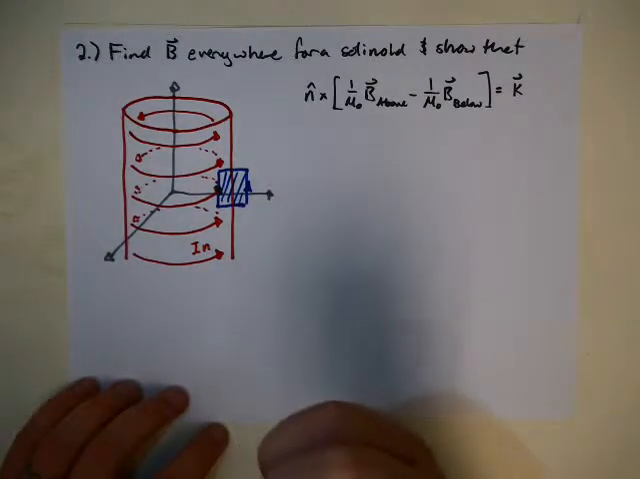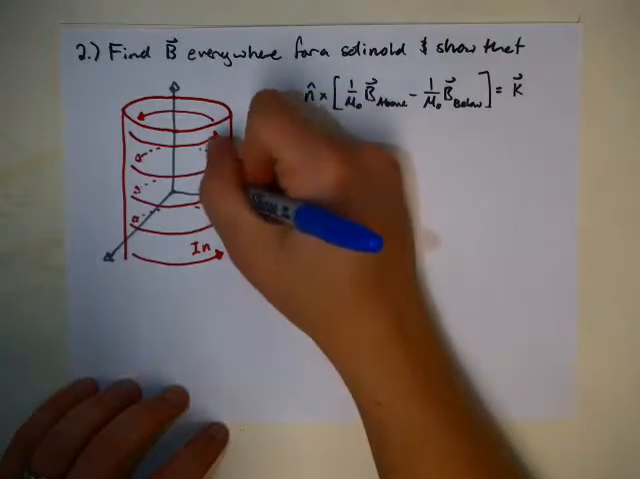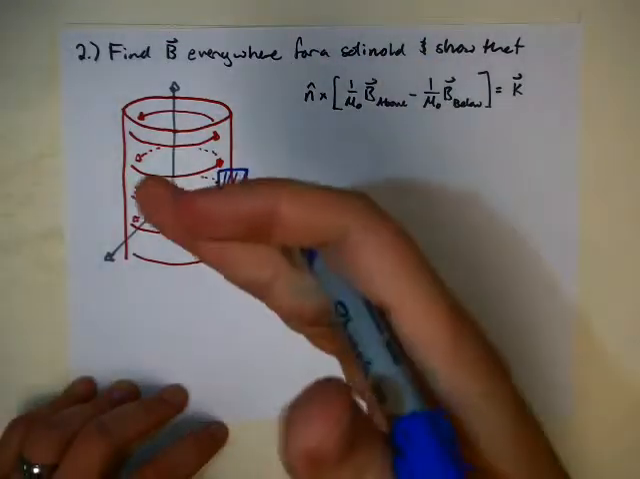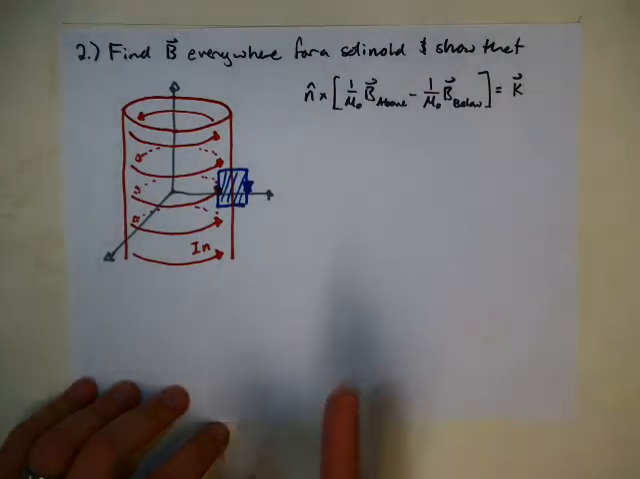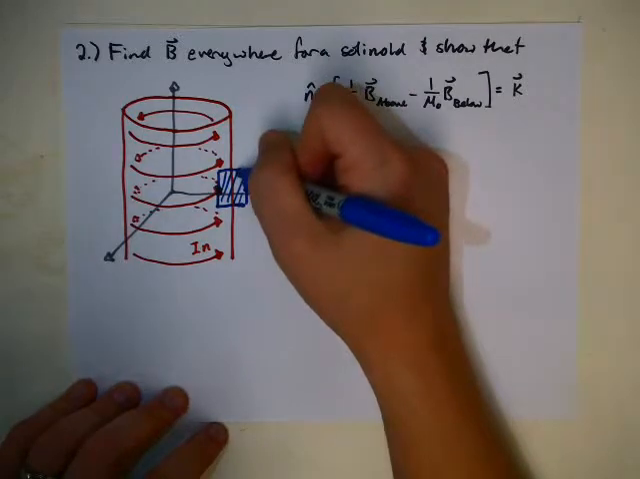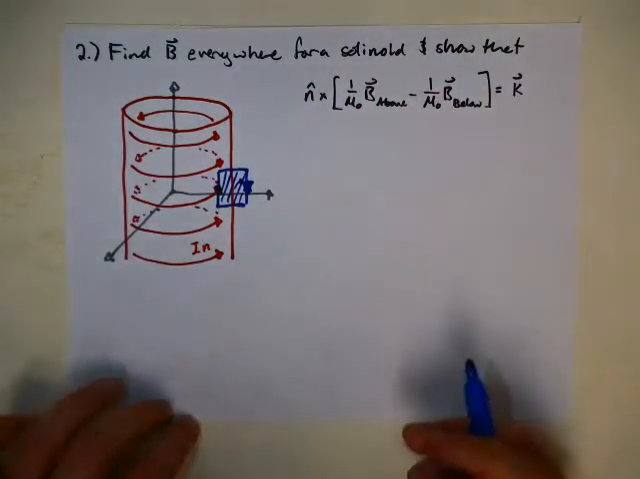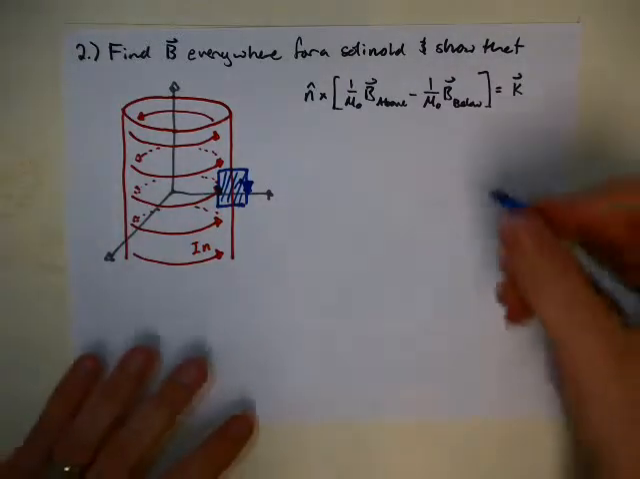Oops, I drew my arrows backwards. From the right-hand rule and the way that we know that the current is flowing through the loop, we are going to define the normal to the surface to actually be backwards here, so in that direction. And yeah, so let's get started.